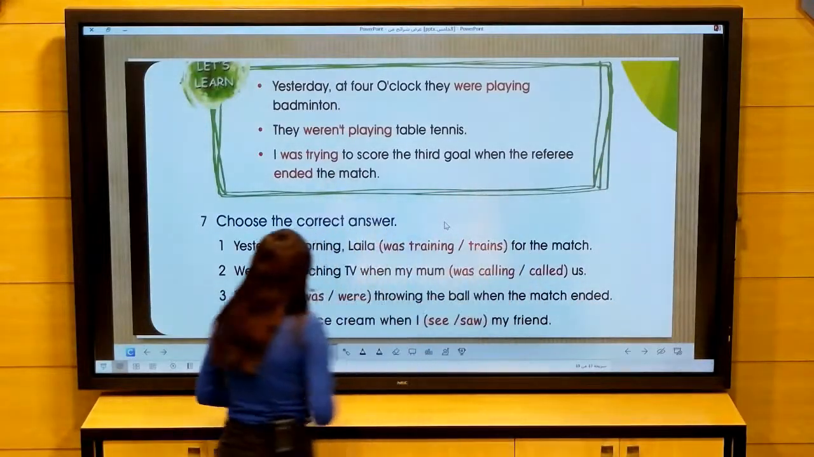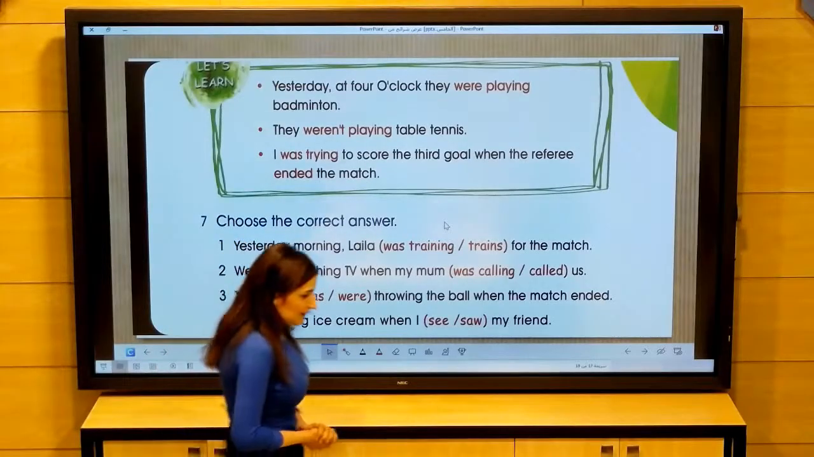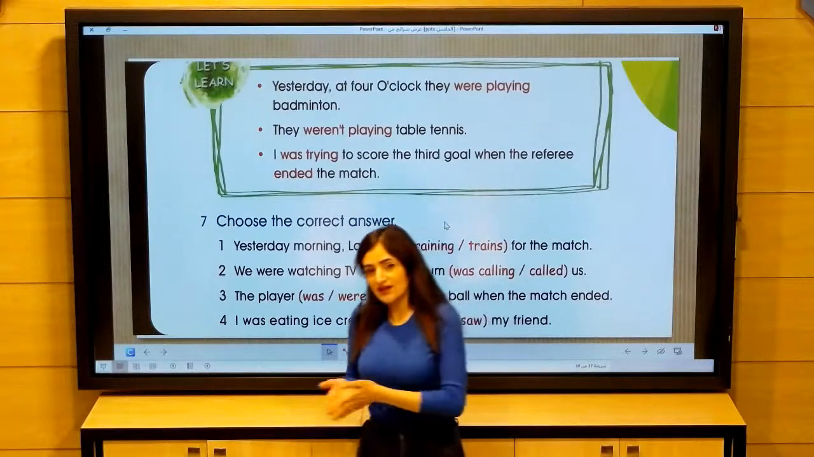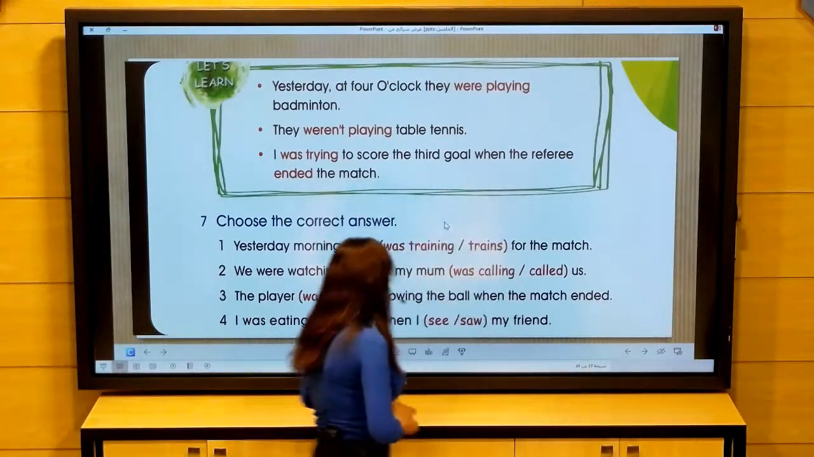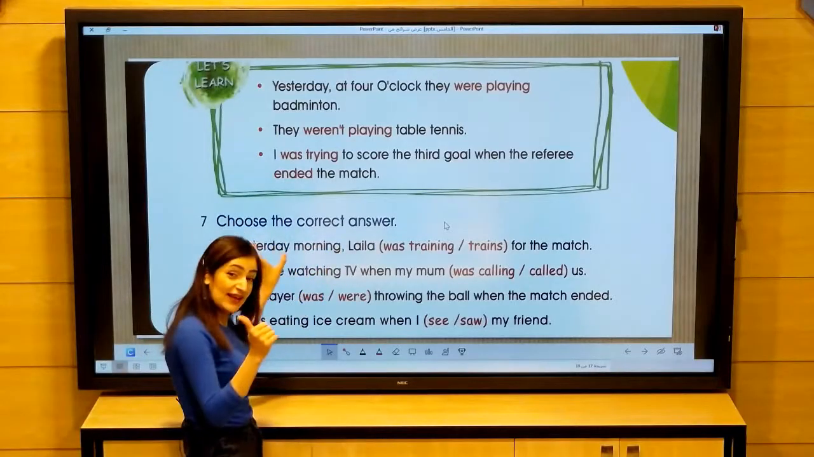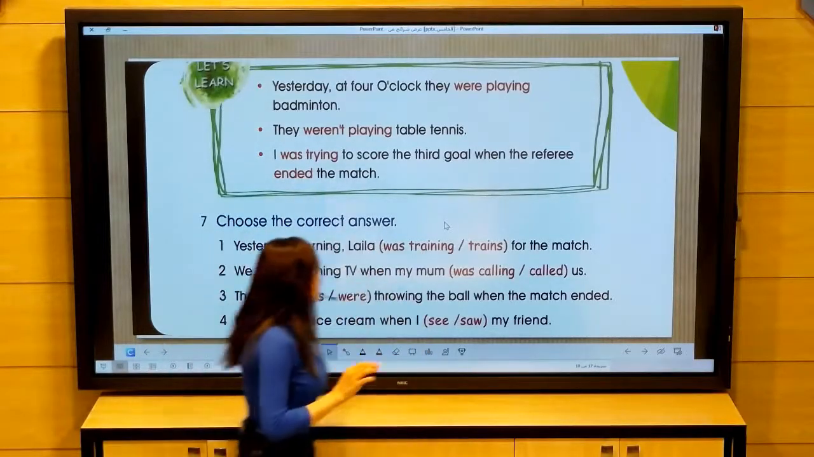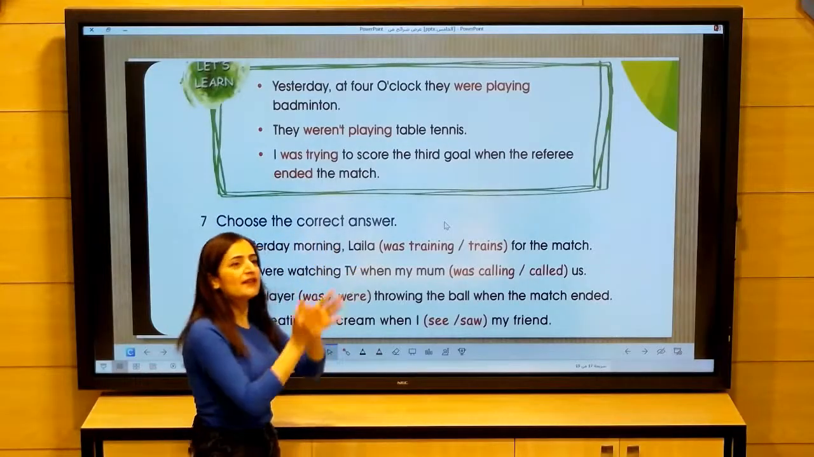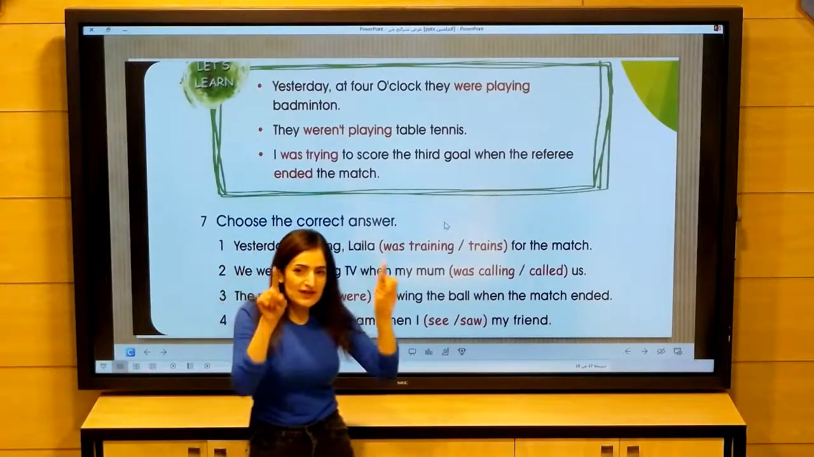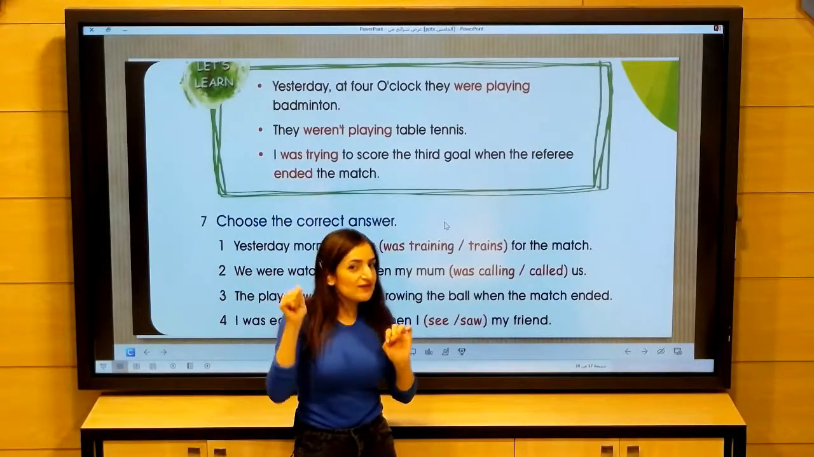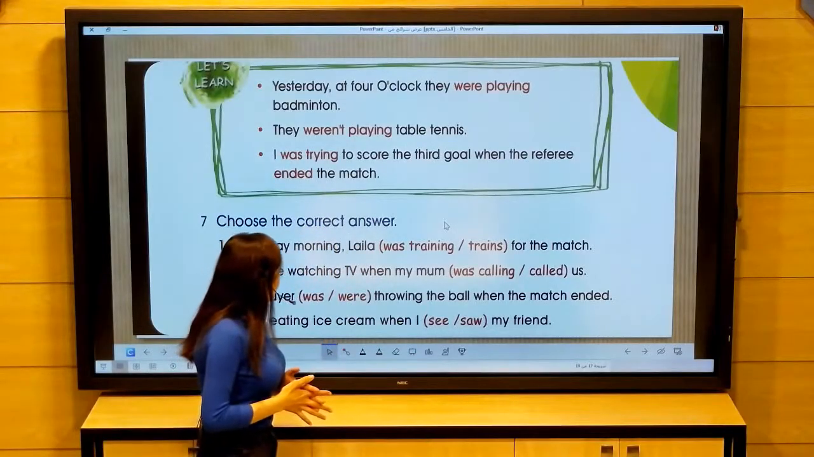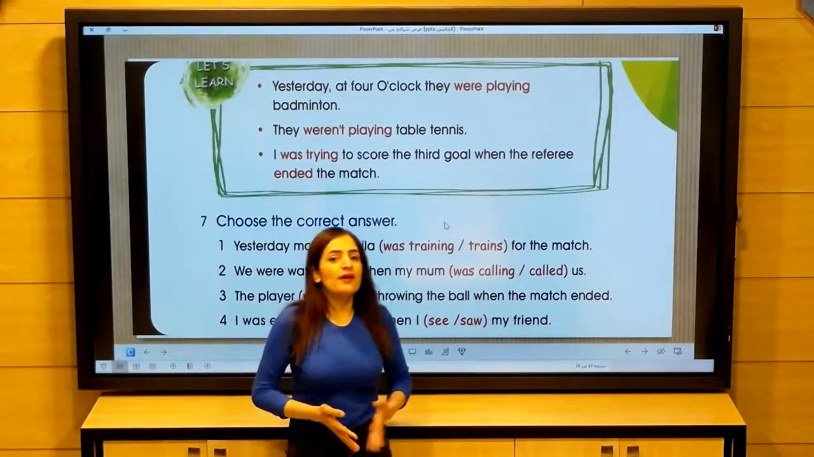Look here. Choose the correct answer. It's a revision for the last grammar, past continuous and past simple. We have here, yesterday morning, Layla. Look here, not just yesterday, yesterday morning, not afternoon, not evening. So we have here yesterday with a specific time. Remember, specific time in the past. What shall we do? Past simple or past continuous?